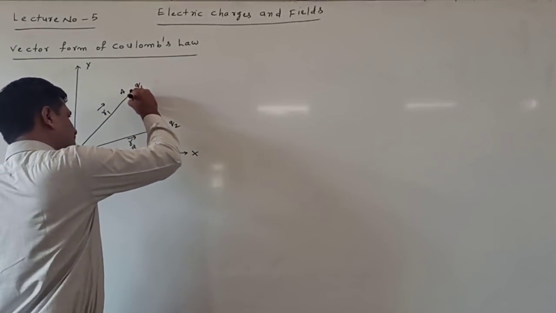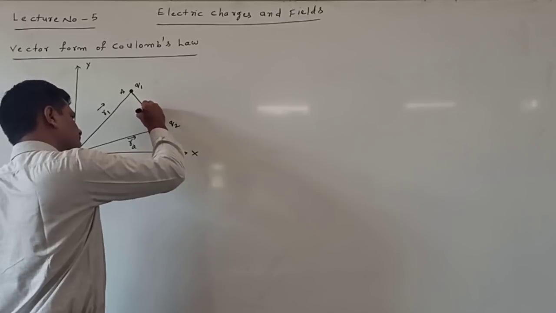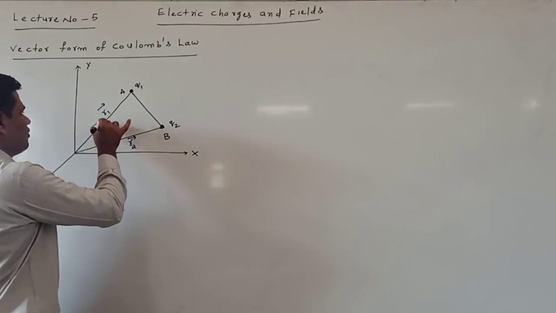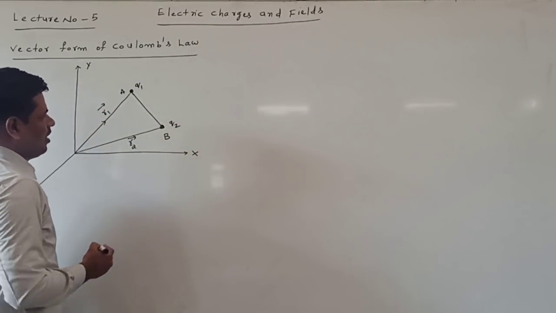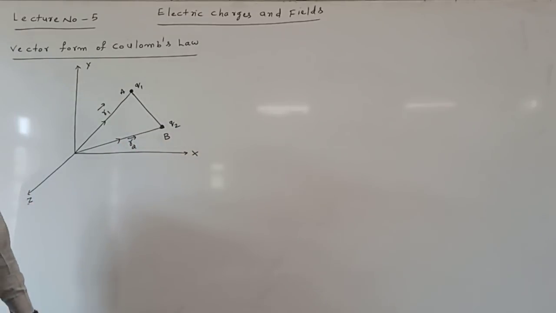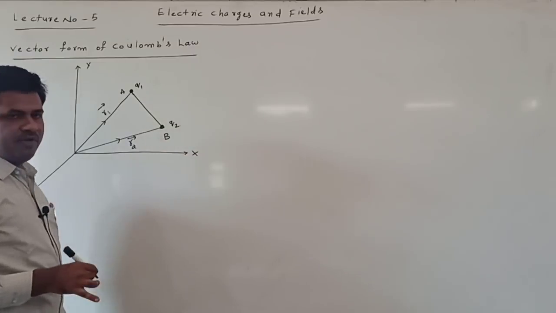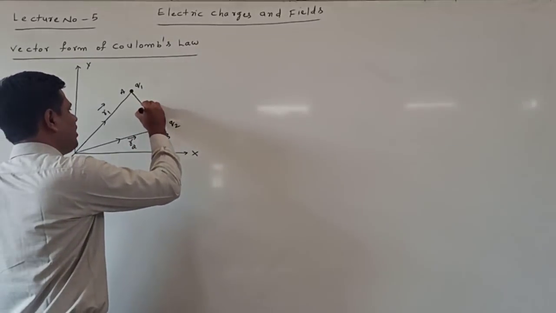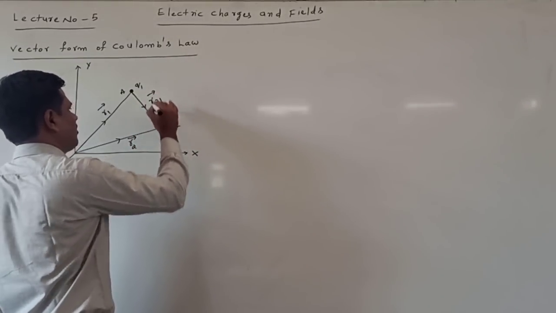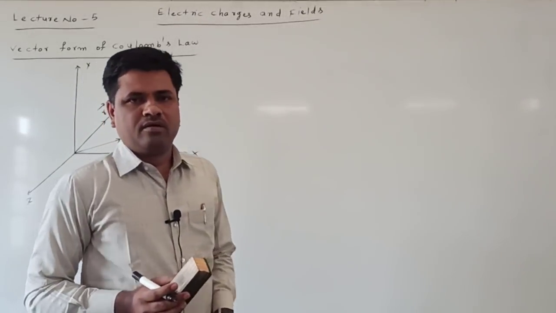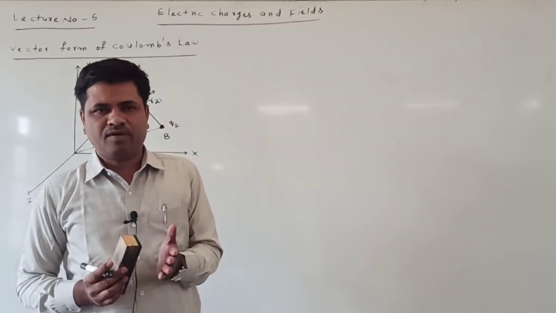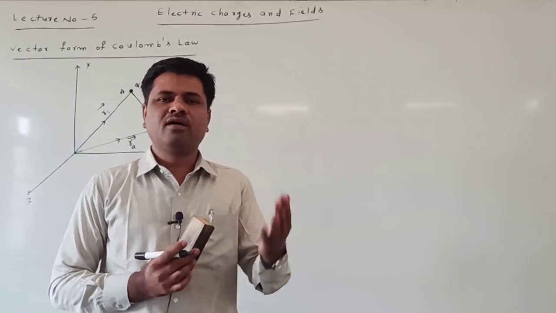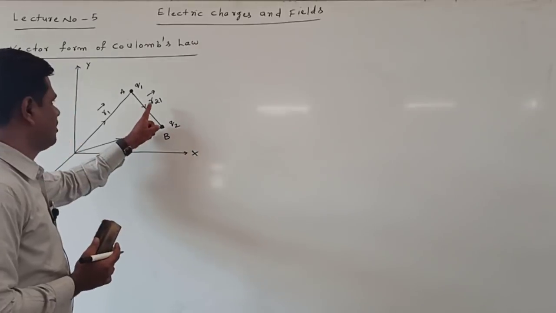Now I draw a line from A to B, showing the directions of r1 bar and r2 bar also. Similarly, the vector from A to B is not a position vector. I consider the vector from A to B as r21 bar. R21 bar is the vector along the line joining the two charges q1, q2.